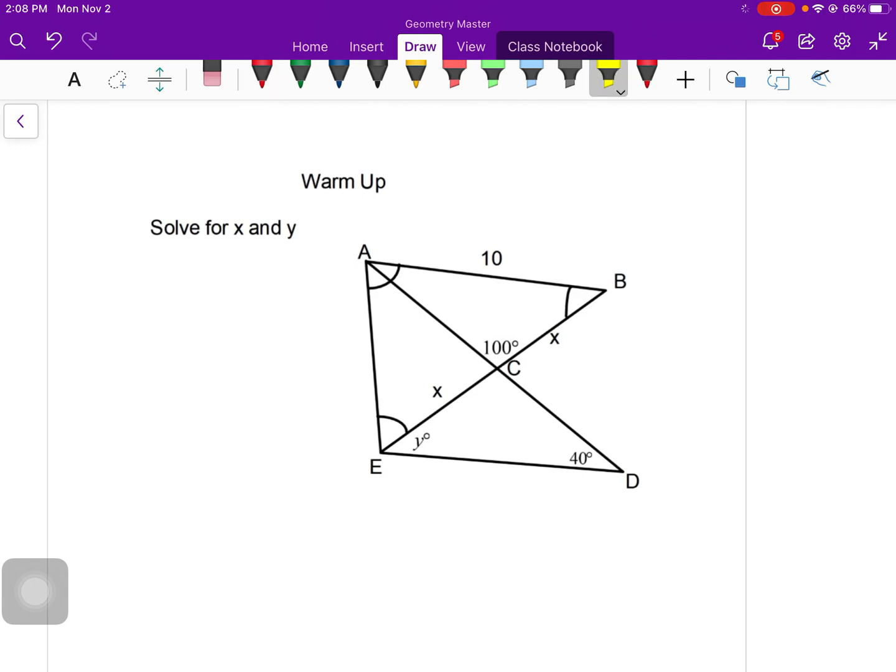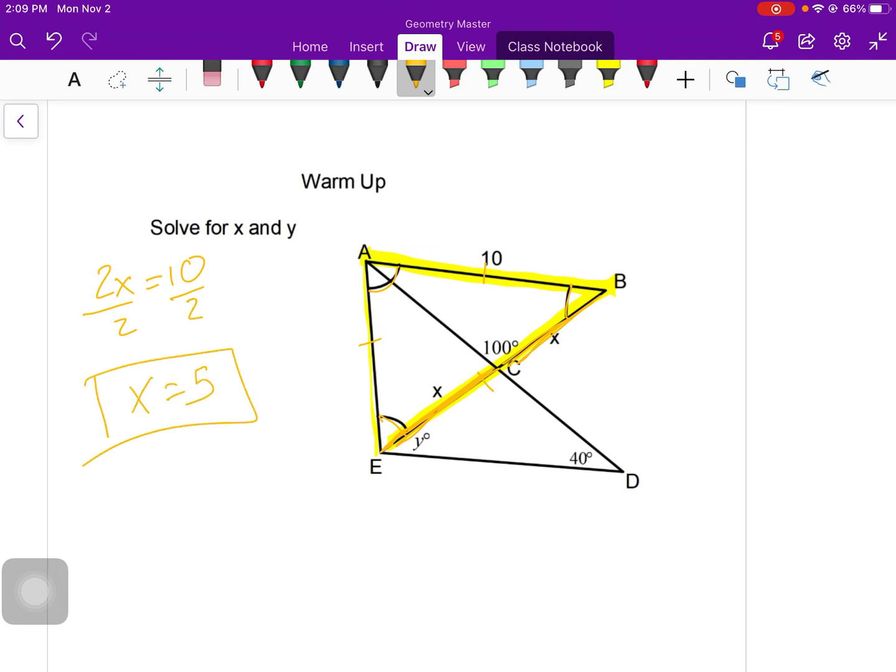So I'm going to start off by highlighting this triangle. The reason I'm highlighting this triangle is because I know that this is going to be an equilateral triangle because it is equiangular. So my segment addition postulate tells me this x plus this x equals 10. So that means 2x equals 10. So it means x equals 5.